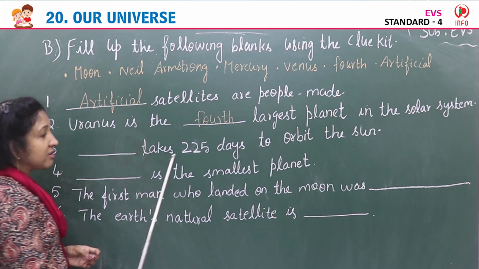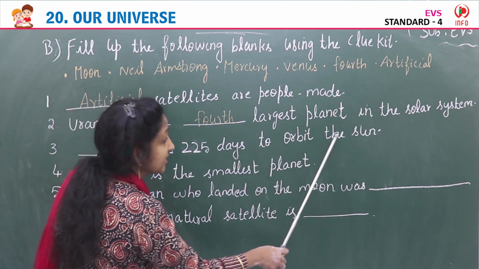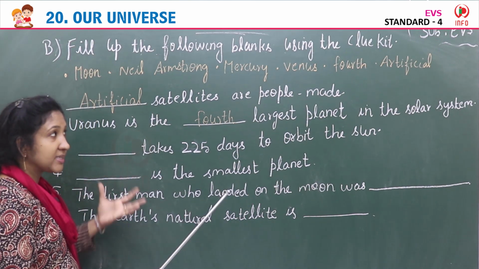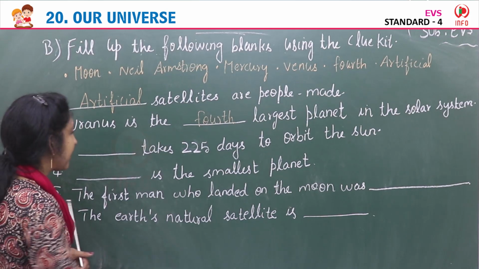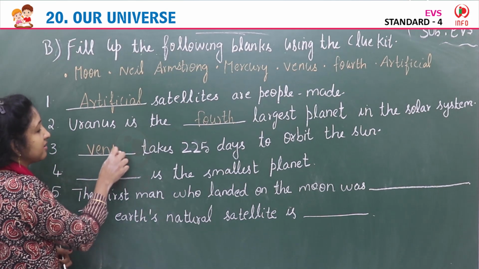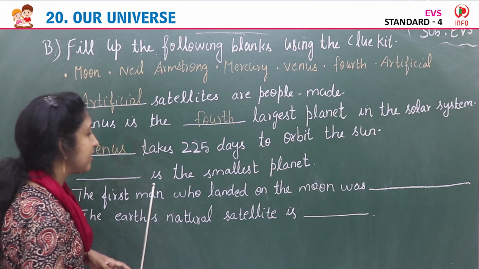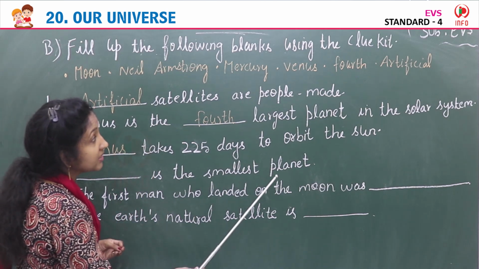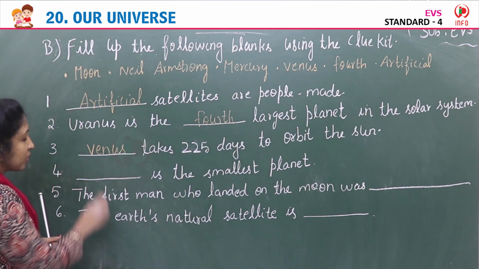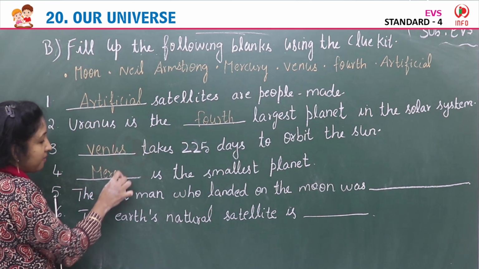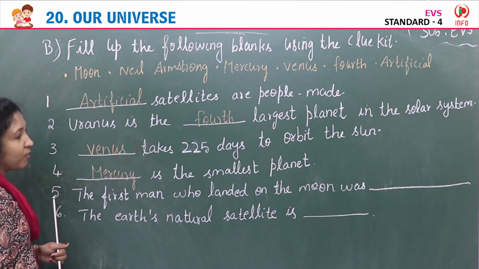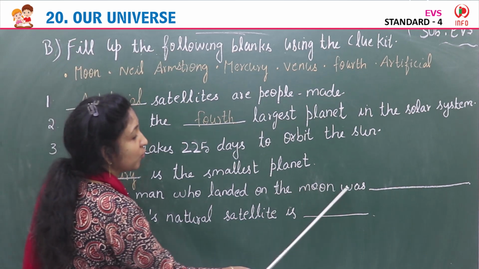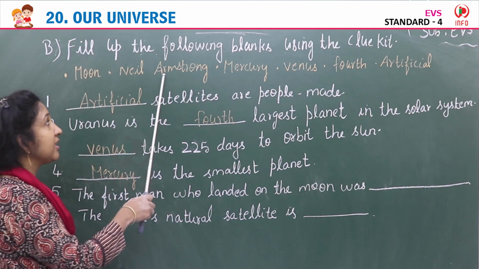Third, dash takes 225 days to orbit the sun. Which planet takes 225 days to orbit the sun? It is Venus. Venus takes 225 days to orbit the sun. 4th fill in the blanks. Dash is the smallest planet. Yes, Mercury is the smallest planet. MERCURY. 5th, the first man who landed on the moon was, yes, he is Neil Armstrong.